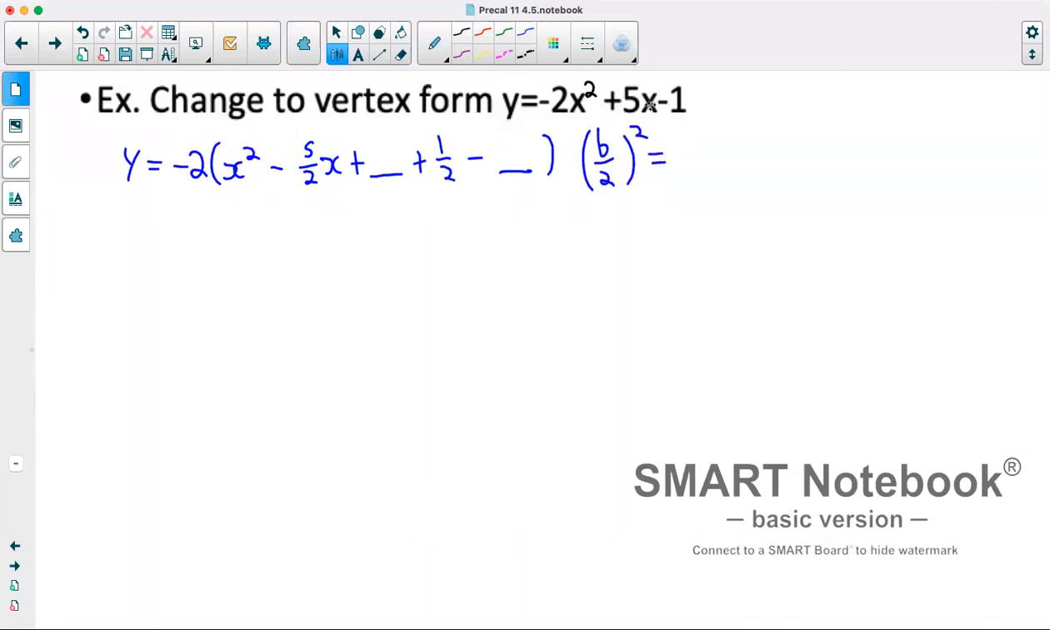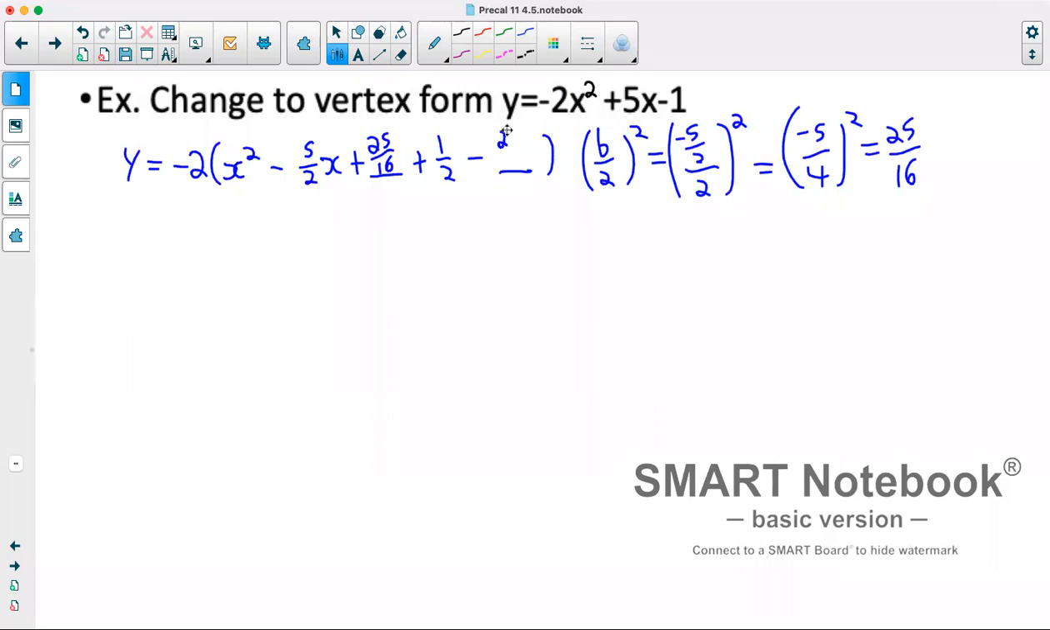So b in this case is negative 5 over 2. That's being divided by 2 and squared. So that would be negative 5 over 4 squared. So that's 25 over 16. So we have plus 25 over 16 and minus 25 over 16. Now let's create our perfect square trinomial, which will factor.